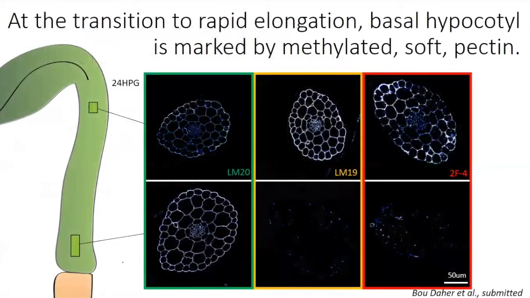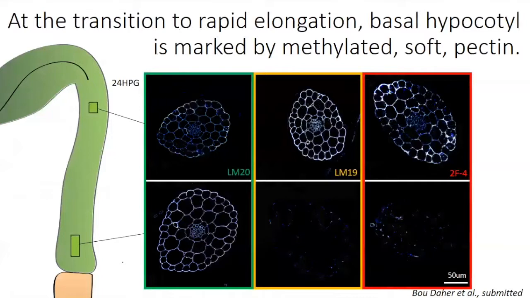Okay, so these are transverse sections of hypocotyls at 24 hours post-germination, when we know the basal cells are actively, quickly elongating and these top cells are slowly elongating. And so LM20, this is the methylated pectin. Hopefully what you can see here is that there's more signal down at the base than there is at the top, although the quantifications with these things can be very difficult, so I caution you.